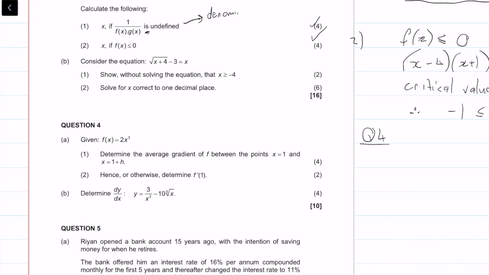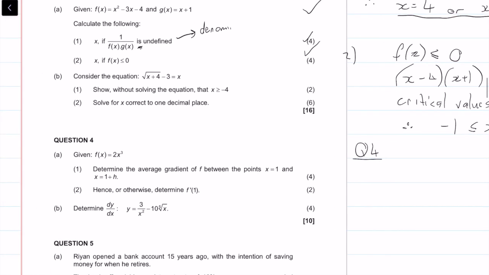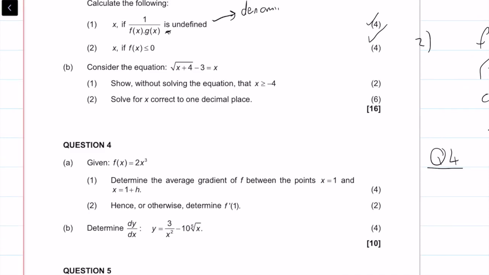We are going over question 4 of the IEB 2018 exam. This question is all about differentiation and it's quite nice, so let's do it. Okay, so it says that given f of x is equal to 2x cubed, determine the average gradient of f between the points x equals 1 and x equals 1 plus h.